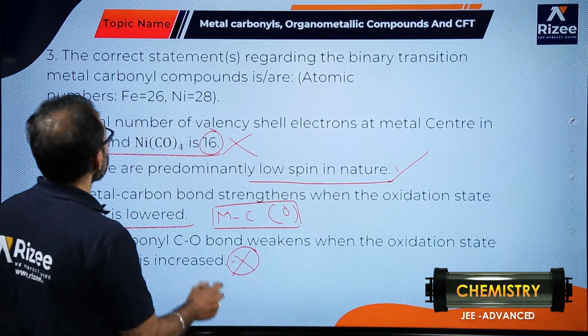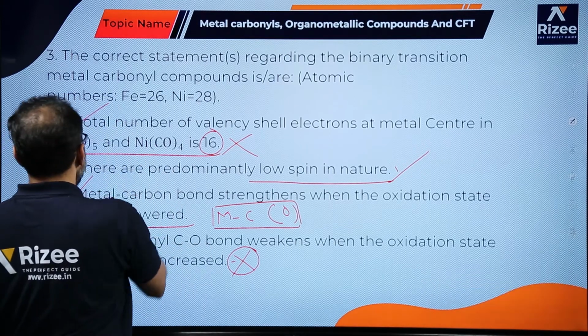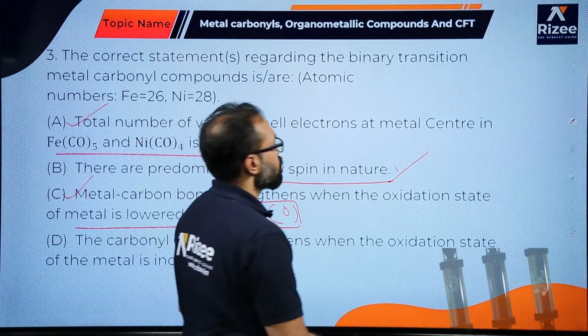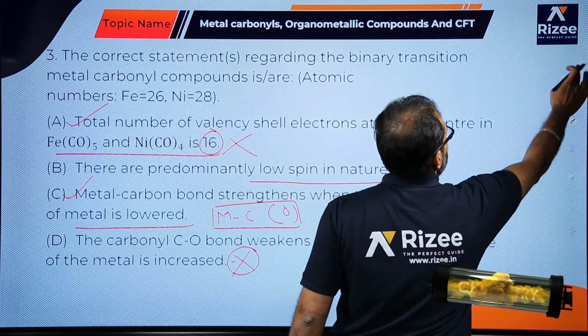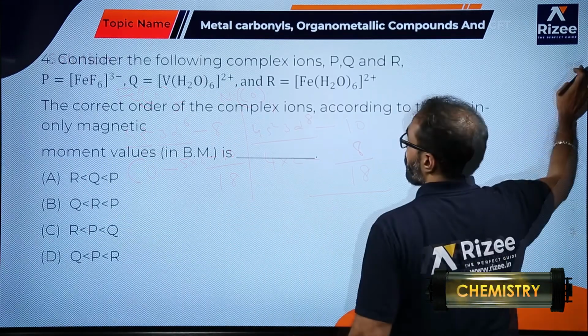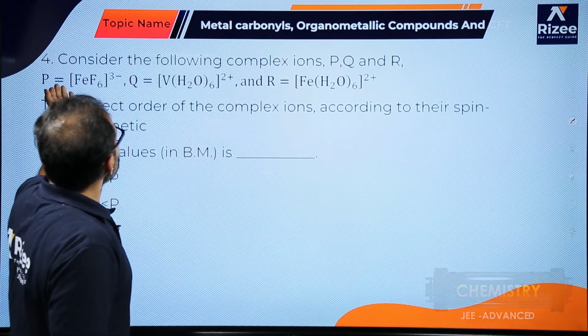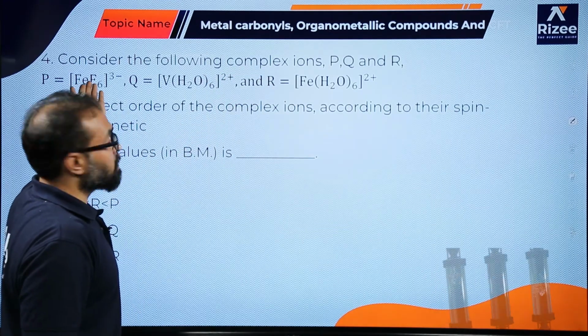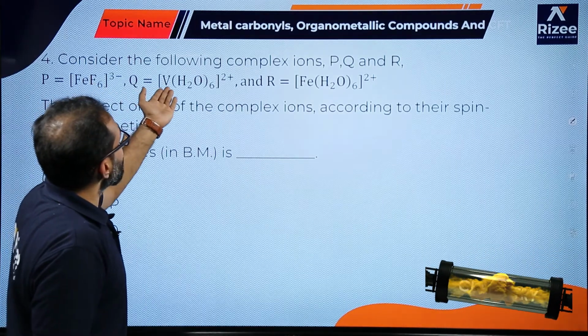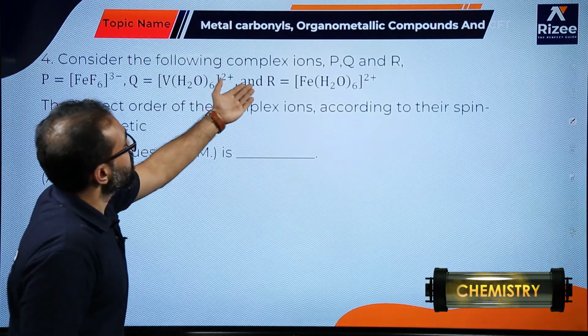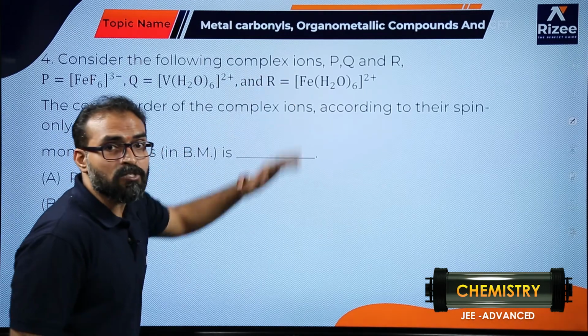So what are the correct statements? Correct statements are option A and option C. These two are correct statements. Next, see the next one. Consider the following complex ions P, Q and R. We can see the first one is having iron in the +3 oxidation state. The second one is having vanadium in the +2 oxidation state. And the third one is having iron in the +2 oxidation state.